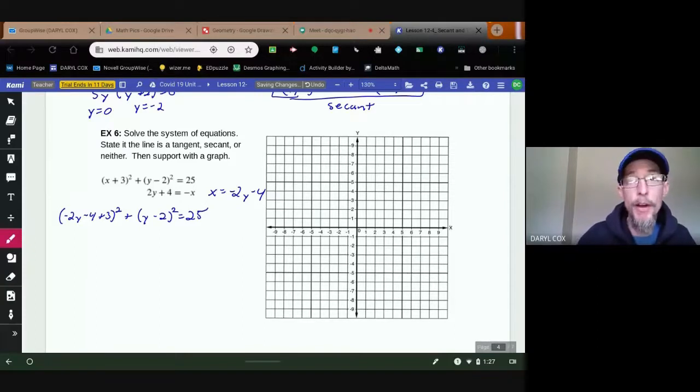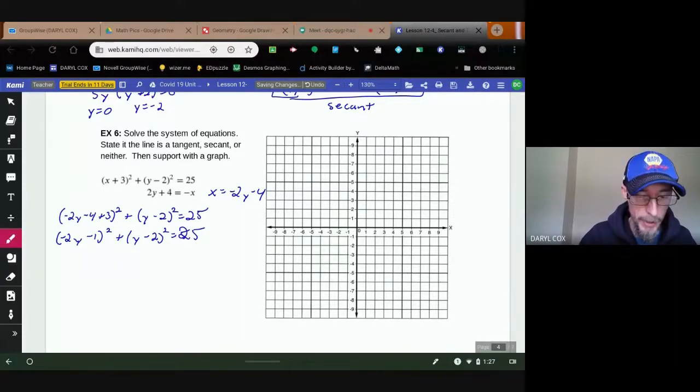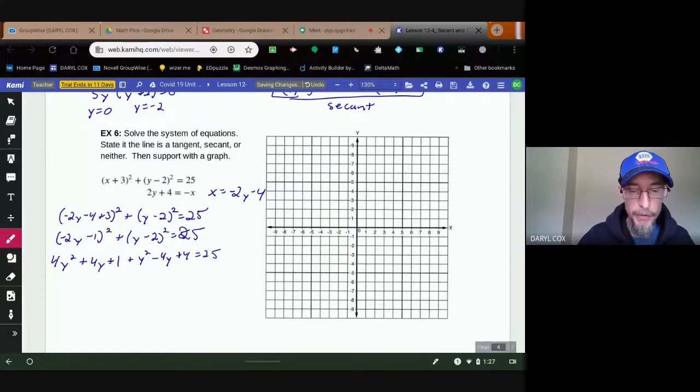Now, I will simplify what's in parentheses. Always, if you've got a chance to simplify in parentheses, do that. It really does make the problem simpler. Hence the term simplify. Whoops, 25. Square this out. So I go over to my scrap paper. I square it out. I end up getting 4y squared plus, because negative 2 times negative 1 is positive, plus 4y plus 1. Square this one out. y squared minus 4y plus 4 equals 25.